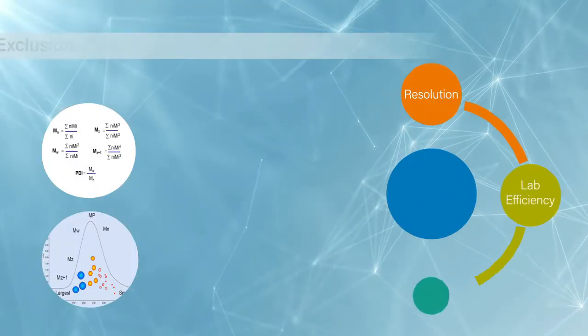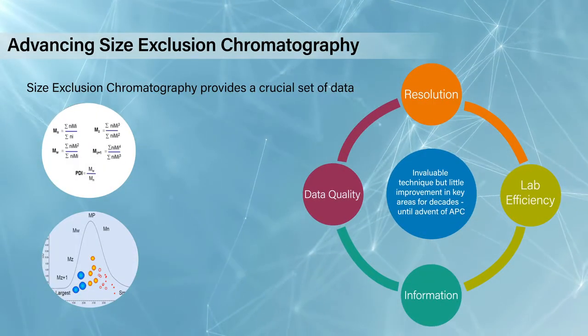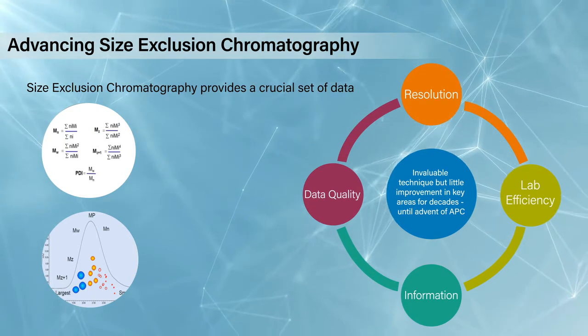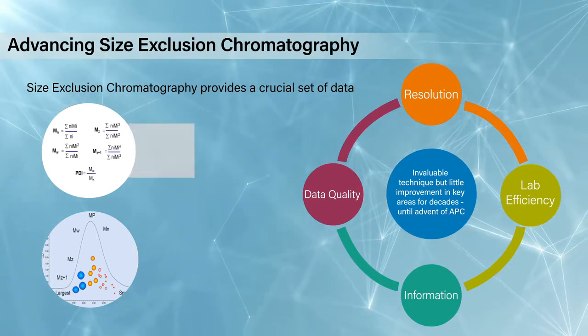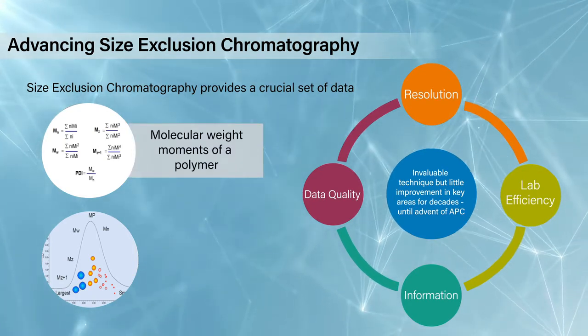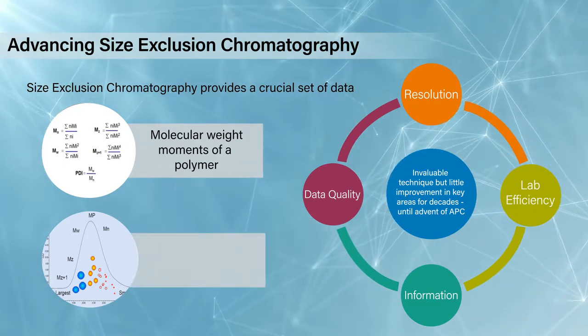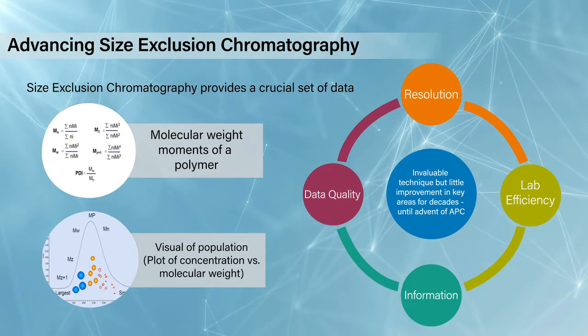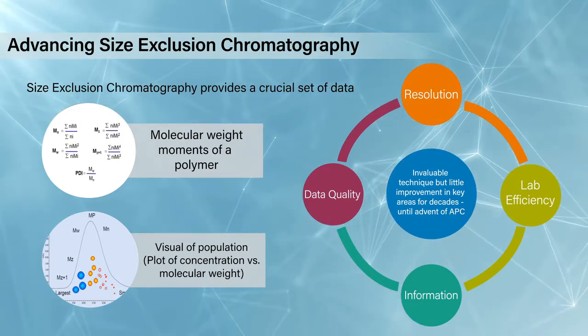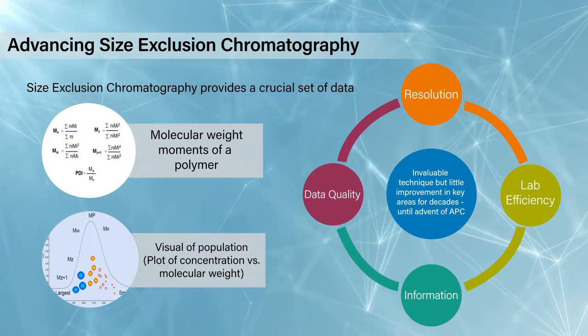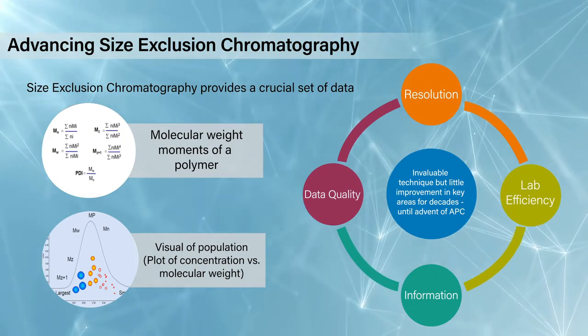So with size exclusion chromatography, it's been around for 60 years now, and it provides a crucial set of data. So you have your molecular weight moments, so your molecular weight averages of your polymer distribution, and the visual indication of the population of your polymer chains in solution.